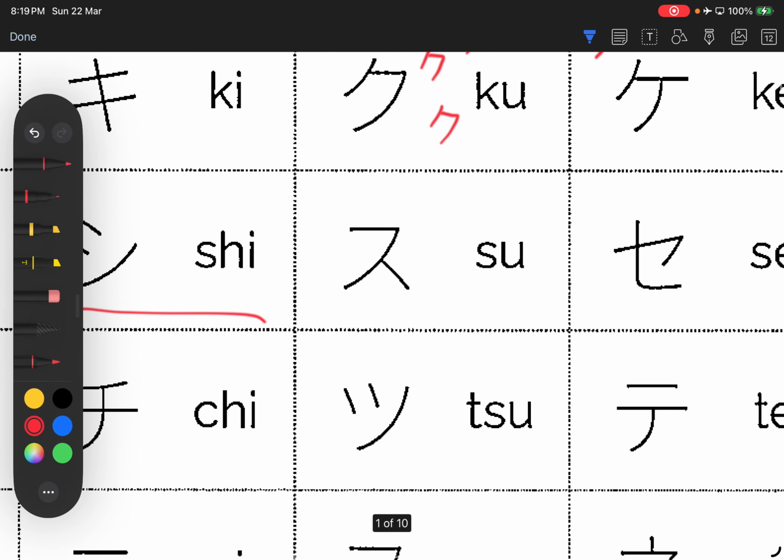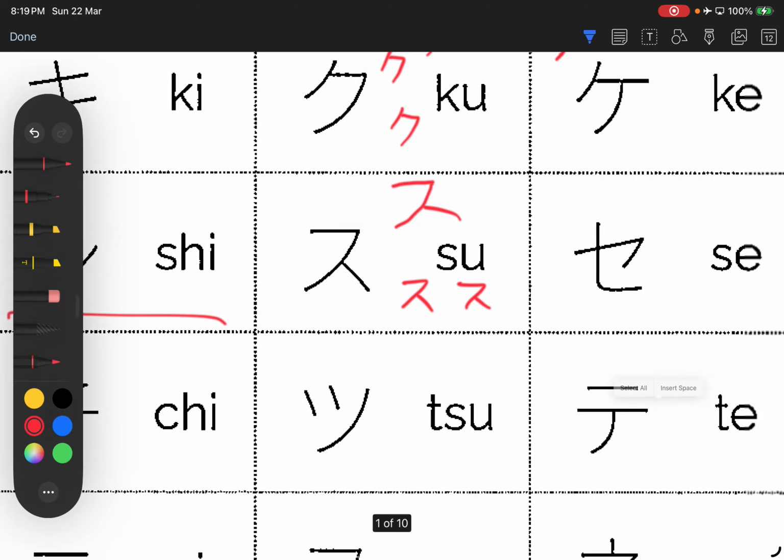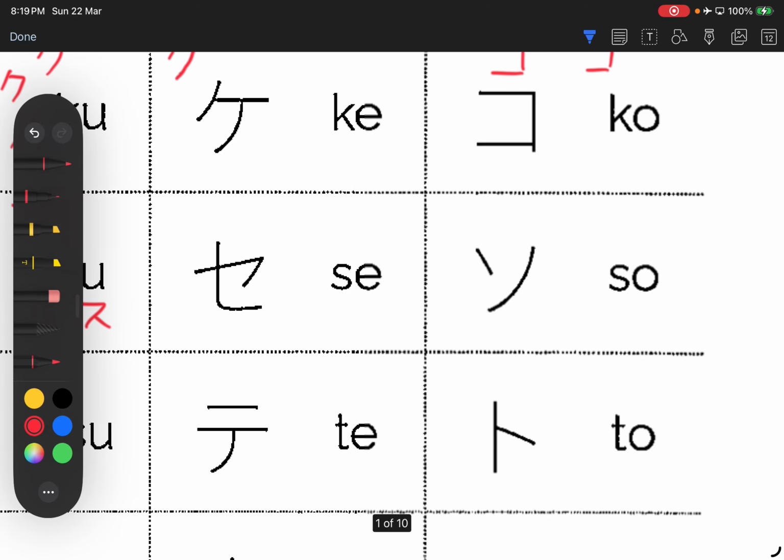Next we have su. Su is just a horizontal line, then a curved line down, and then plus another extension on the right side. Okay, next we have se. So se is an arrow upwards, and then you hook down, and then you do the slanted down. So this part, don't be too curved. Be careful, don't be too curved. Like that is fine.